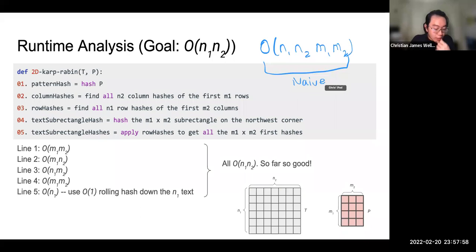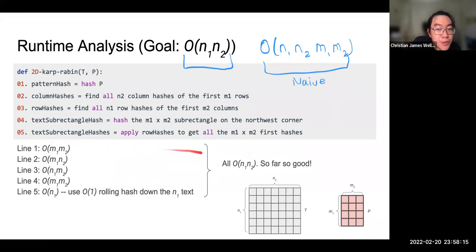And so we want the better one to be O of n1 n2. And is it really the case that it's n1 n2? Well, I'm just gonna leave it in the slides, and I'm not gonna go through every single one of them, but hopefully you can really see that every single one of these is really O of n1 n2, right?